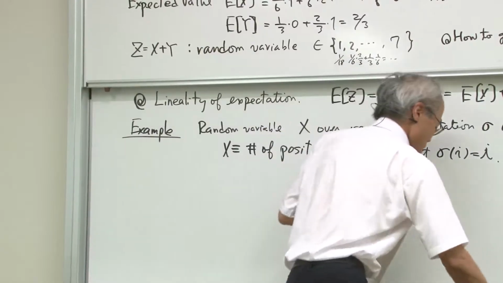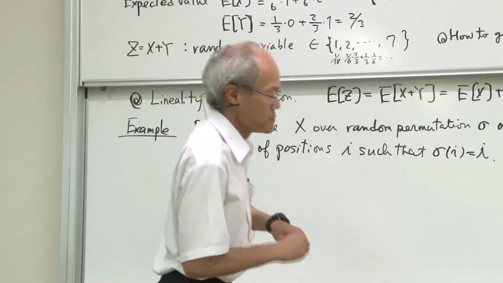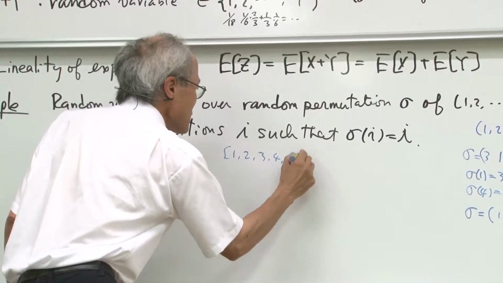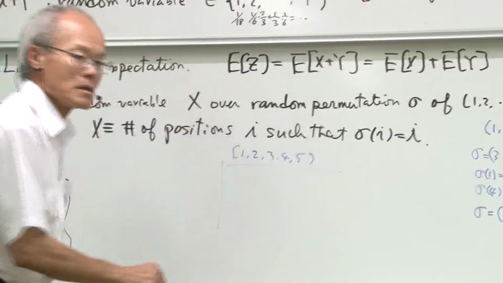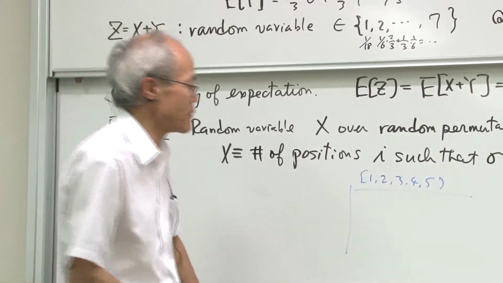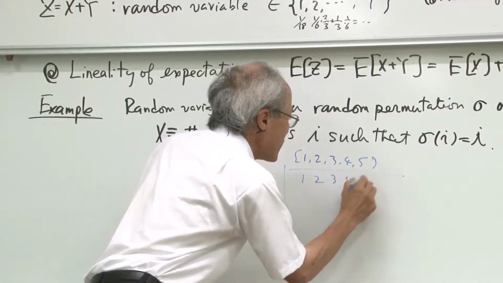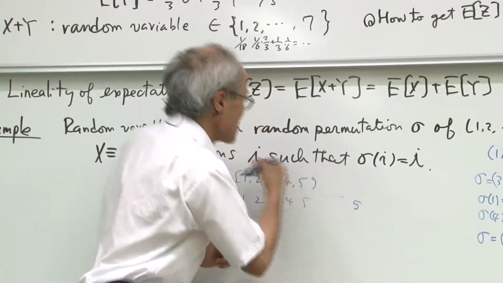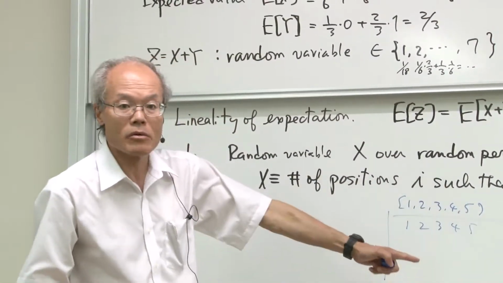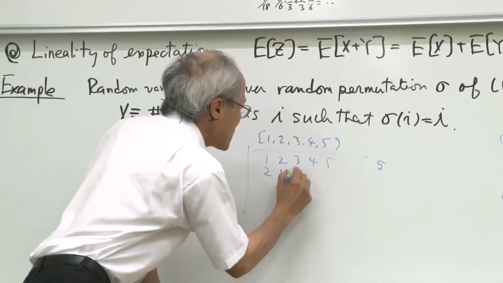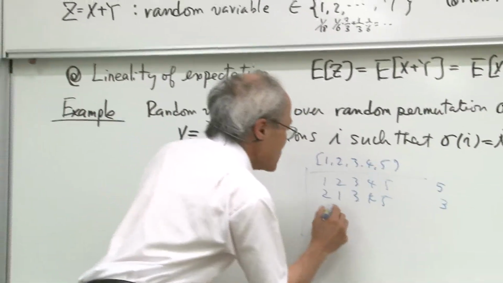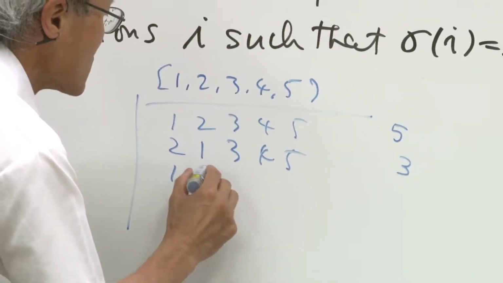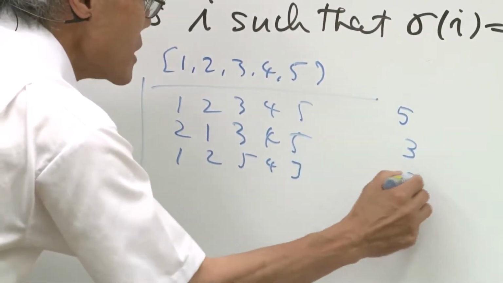So for example, in the case of 1, 2, 3, 4, 5, this is a basic number. Then for permutations, we just write down all the permutations here. Okay? For example, 1, 2, 3, 4, 5 is one permutation, and the number is 5. All the same. So this is a 5. Then 2, 1, 3, 4, 5 gives 3. And maybe 1, 2, 5, 4, 3. This is again 3, and so on and so forth.